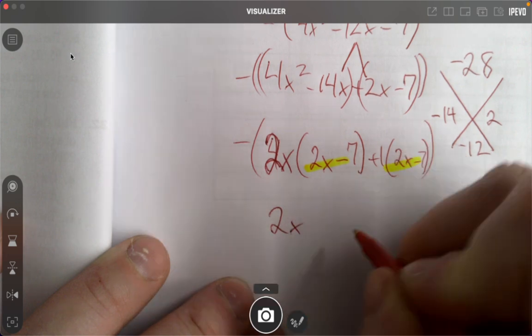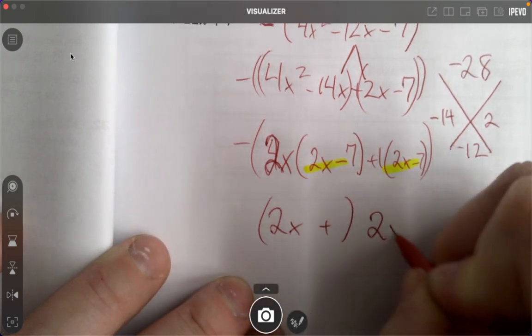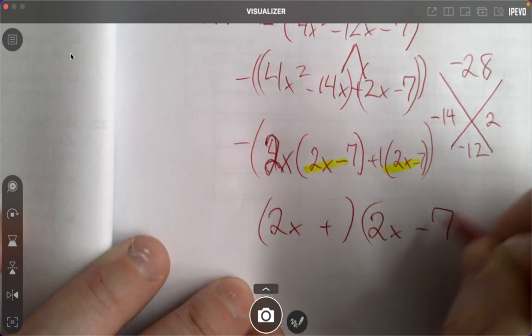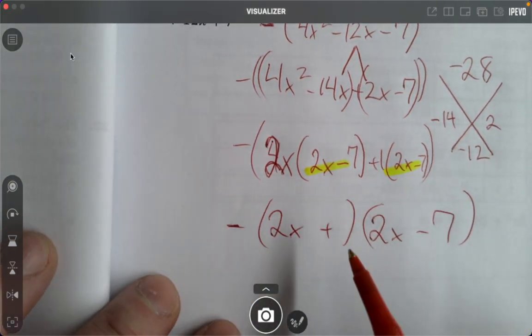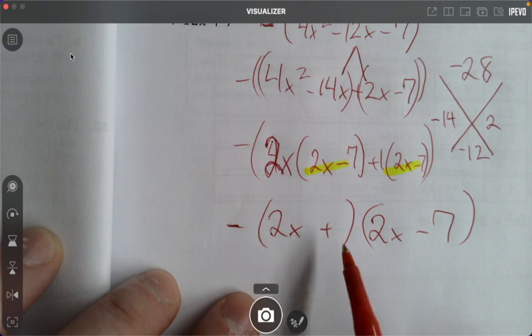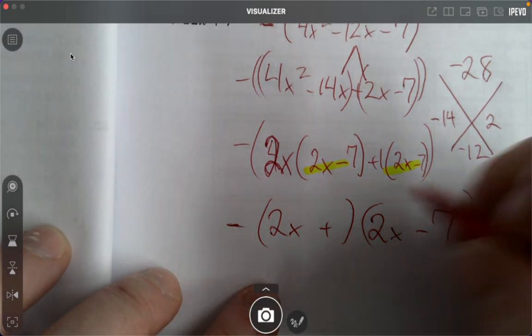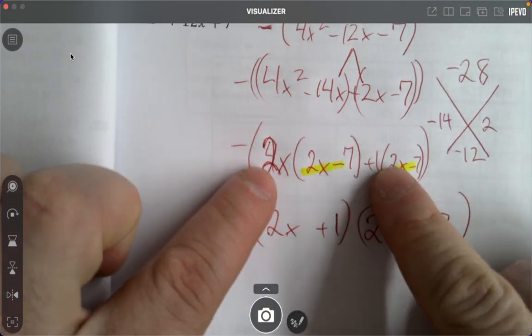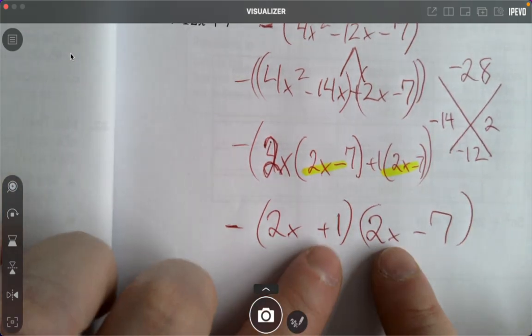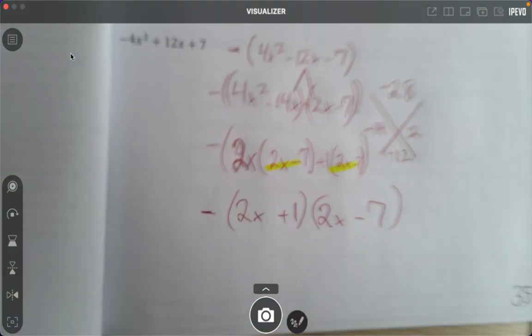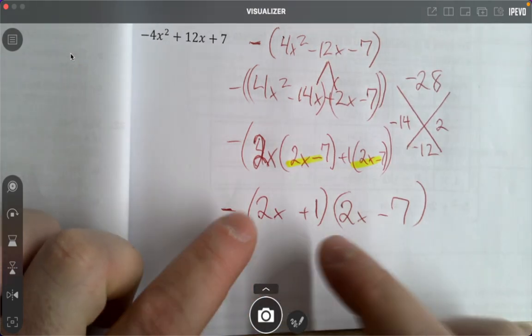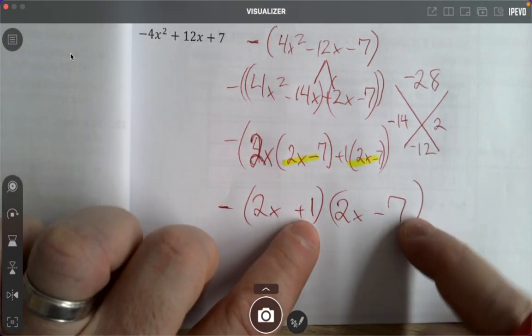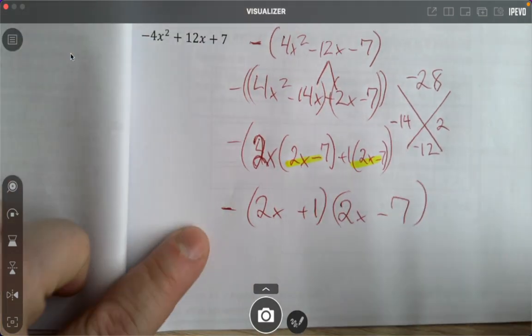So I'm left with 2x plus 1, 2x minus 7, and a negative that followed along for the ride. And if I do this, it should work. Wait, sorry, I'm tired. I did not put the plus 1 here. So 2x plus 1, 2x minus 7, inners, positive 2x, outers, negative 14x, adds up to the middle. 4x squared, yes. Negative 7, yes. Negative along for the ride.